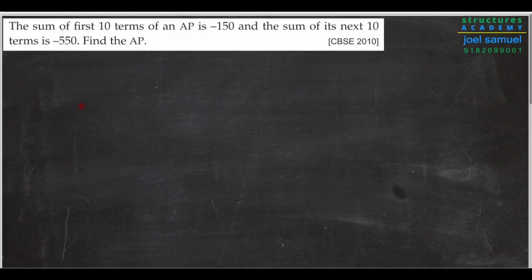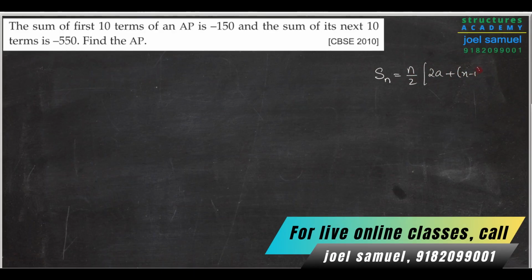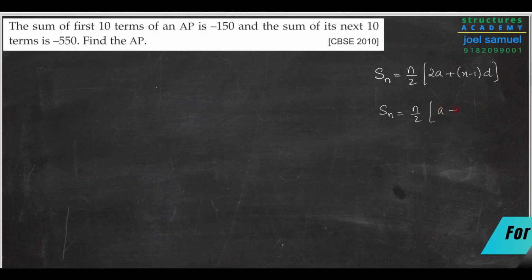Alright, let us look at another question in the chapter of arithmetic progressions. This has to deal with the sum of n terms. Before we begin, let us summarize the relevant equations related to the sum of n terms. S sub n is equal to n by 2 into (2a plus (n minus 1) into d), and S sub n is equal to n by 2 into (a plus a sub n).